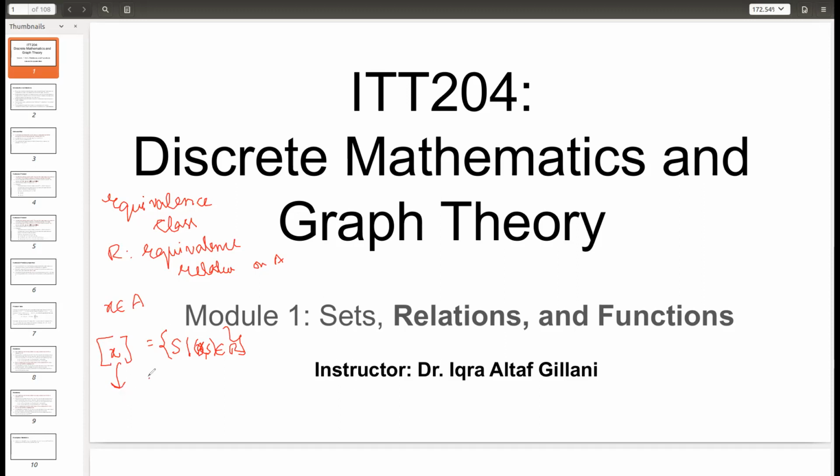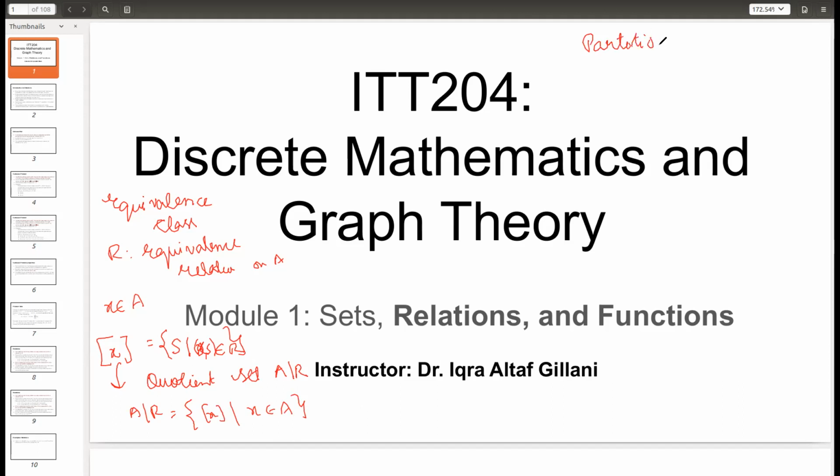And then we saw something called a quotient set of a set. So the quotient set of set A with respect to relation R was the set of all the equivalence classes of the elements in set A. If you make a set of all the equivalence classes of a set, that is what makes your quotient set. After that, we discussed something called partitions.